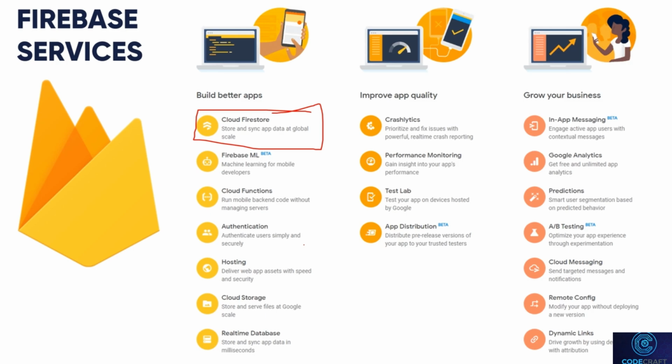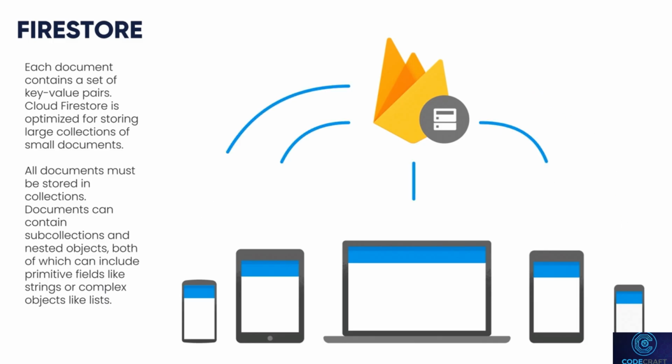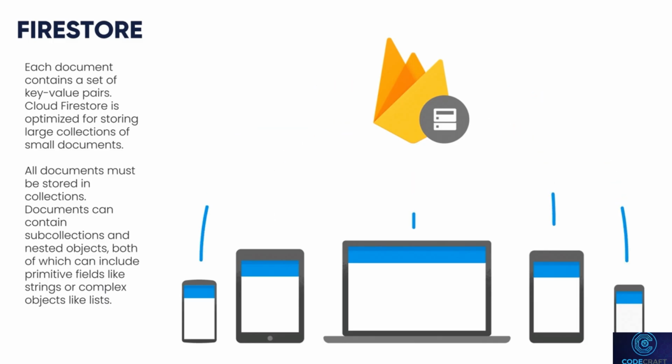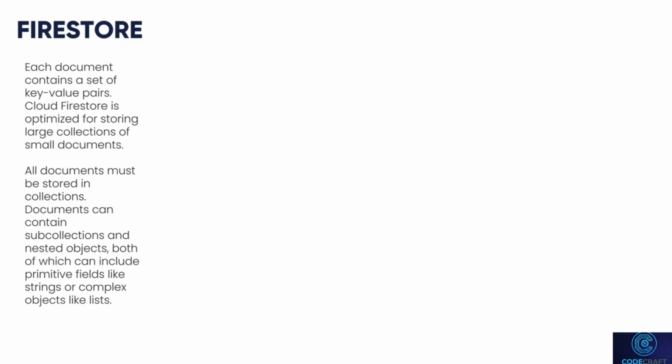And real-time data sync: Cloud Firestore provides real-time data synchronization. When data changes in the database, clients connected to it receive updates in real time, making it ideal for building collaborative and interactive applications. In Firebase Firestore, data is organized into two main structures: documents and collections. Understanding these concepts is essential for effectively modeling and retrieving data in Firestore. Let's start understanding these concepts.